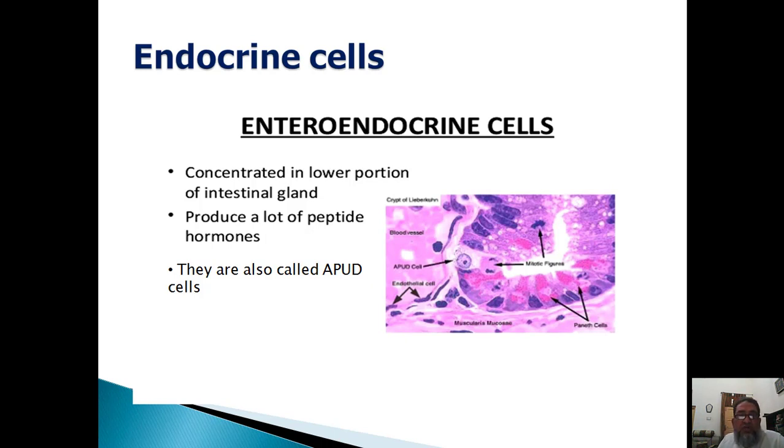Concentrated in the lower portion of the intestinal gland, they produce a lot of peptide hormones, which are concerned with the activity of the small intestine, along with mood, and also depression and elevation. All are related to the APUD system of cells.